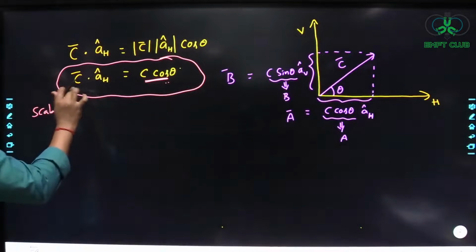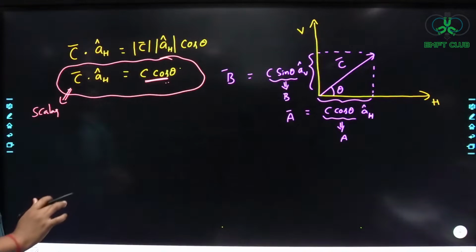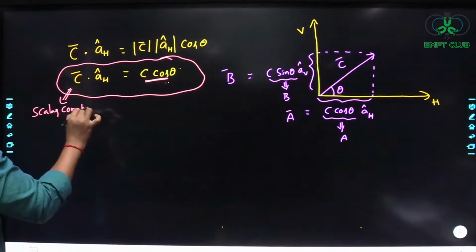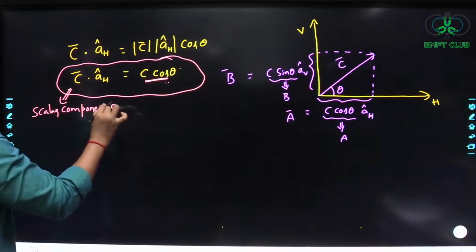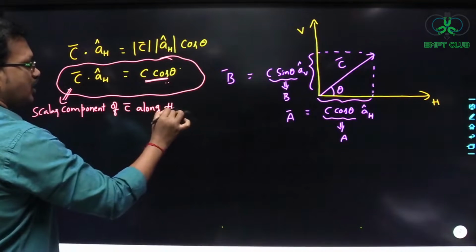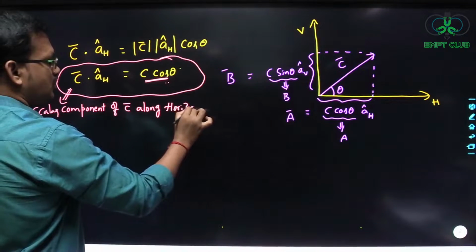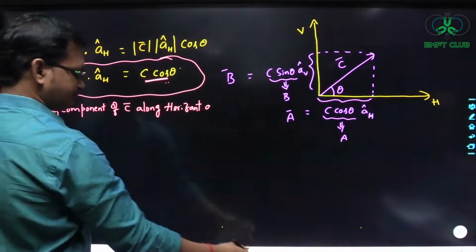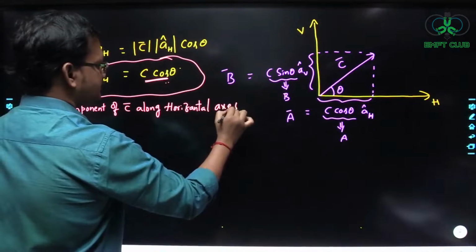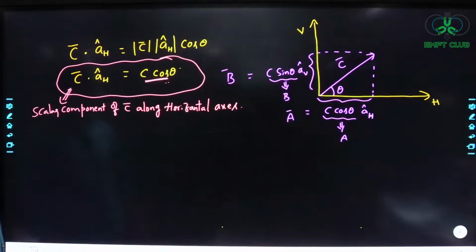So this represents the scalar component. See, the result of a dot product is nothing but a scalar quantity. So we call this the scalar component of C bar along the horizontal axis, right?